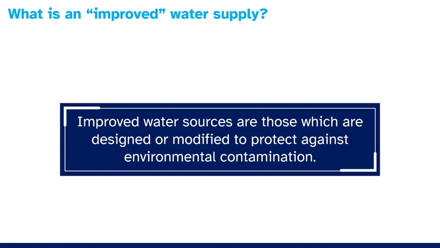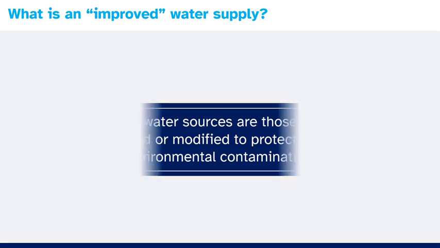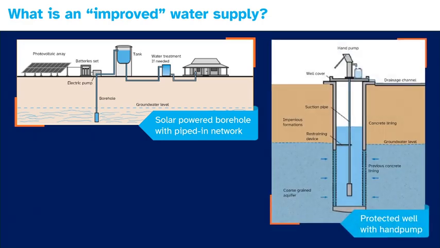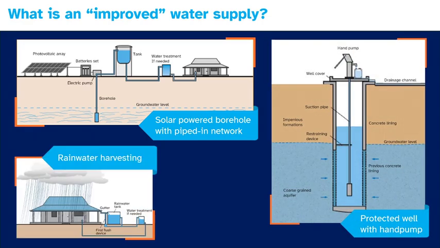Improved water sources are those which are designed or modified to protect against environmental contamination, particularly from fecal matter. These include piped water systems, boreholes, protected dug wells, springs, and collected rainwater. Treated water delivered through bottles or tanker trucks is also considered improved. In contrast, unimproved sources lack protection from contamination, and these include open dug wells, springs, and surface water like lakes or rivers. Regardless of the source, however, water should be treated to ensure it is safe.